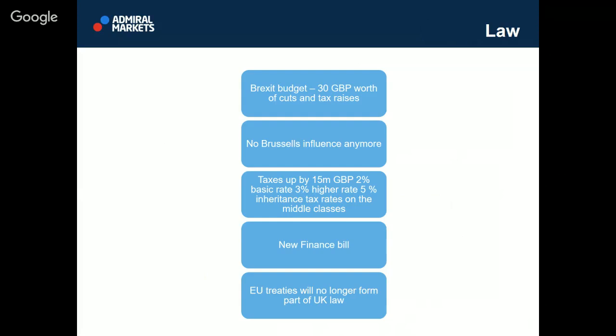Okay? And definitely, the UK will hold on to their laws. They will adopt some new laws if Brexit happens, but one thing is for sure: European Union treaties will no longer form part of UK law. They will delete them probably and develop their own legislation that will not have Brussels telling them what to do and what not to do. So there will definitely be repercussions for the law department.